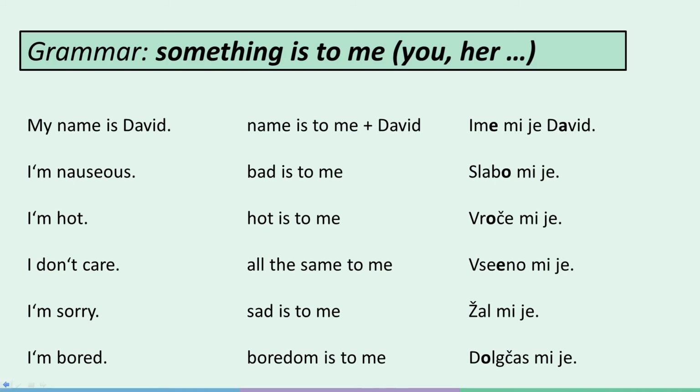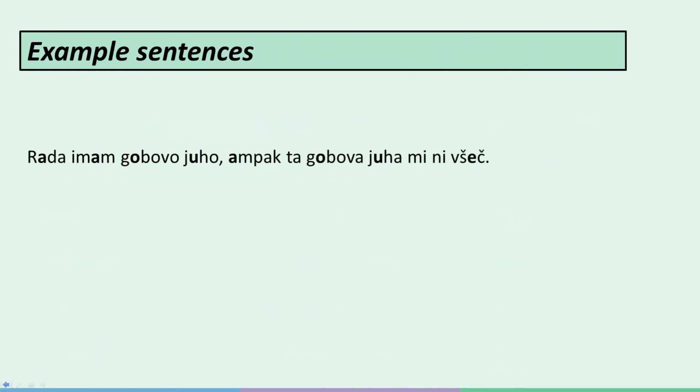And finally, let's list a few examples that are hopefully easy to remember and that'll show the difference in meaning between the two. We won't cover all the possibilities and shades of RAD and VŠEČ. I just tried coming up with a few examples where both structures are part of the same sentence. Rada imam gobovo juho, ampak ta gobova juha mi ni všeč. I like mushroom soup in general, but I don't like this mushroom soup.